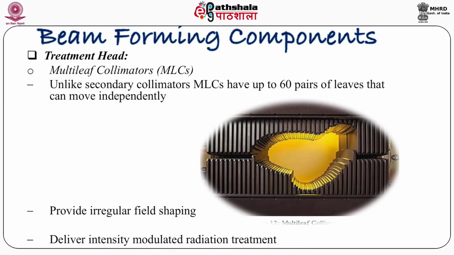Treatment head also contains multi-leaf collimators, which is a very advanced feature over the Cobalt machine. Unlike secondary collimators, MLCs have up to 60 pairs of leaves that can move independently and provide irregular field shaping, and with the help of this we can modify the intensity of the output of the LINAC. This delivers intensity modulated radiation treatment.